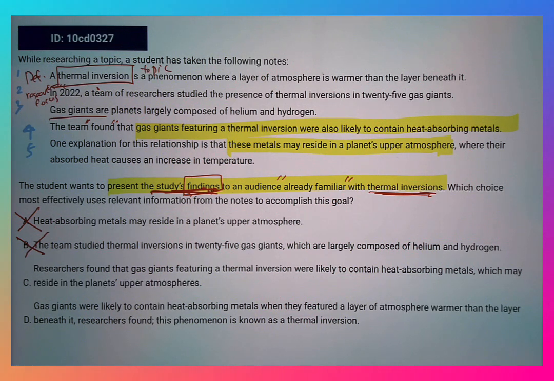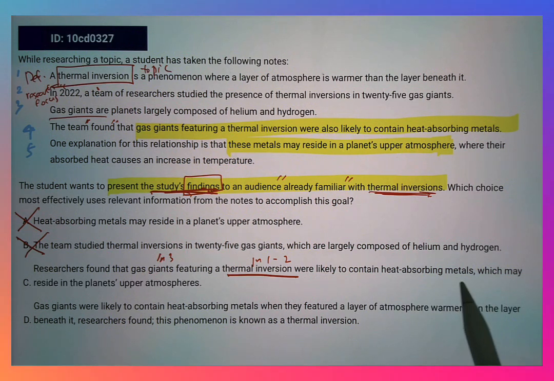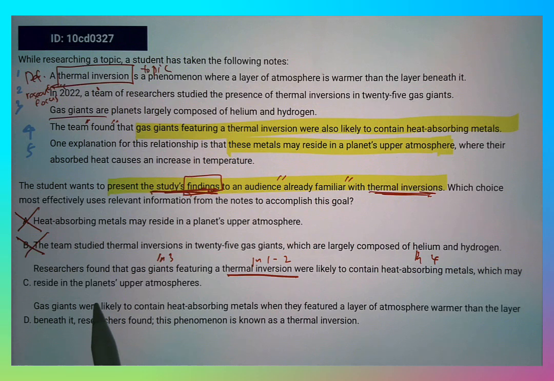Choice C, researchers found that the gas giants featuring a thermal inversion. So we have the topic of thermal inversion. Line 3, gas giants was mentioned. Thermal inversion, lines 1 and 2. And were likely to contain heat absorbing materials. So that's line 4. Which may reside in a planet's upper atmosphere.